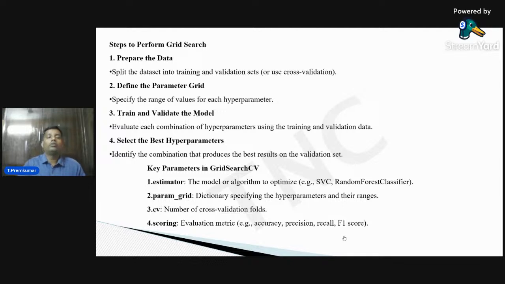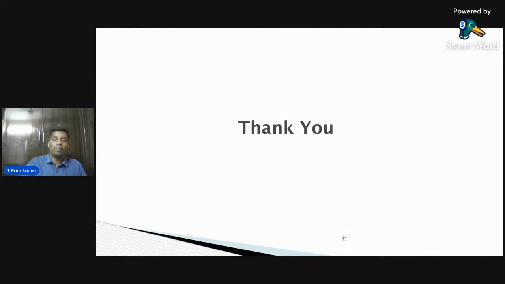The steps to perform grid search are: prepare the data, define the parameter grid, train and validate the models, and select the best hyperparameters. The key parameters used for grid search are estimator, param grid, and CV, that is cross validation, and scoring, which may refer to performance measures like accuracy, precision, recall, and F1 score.